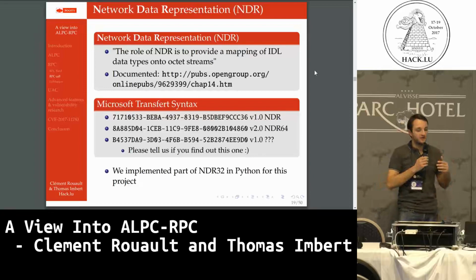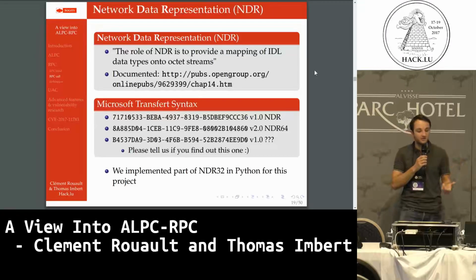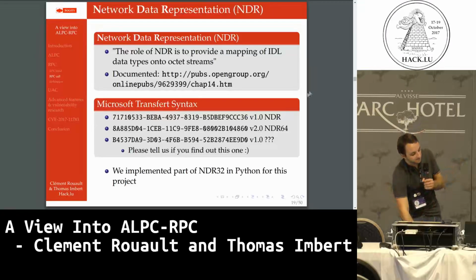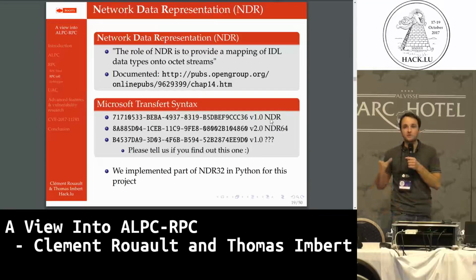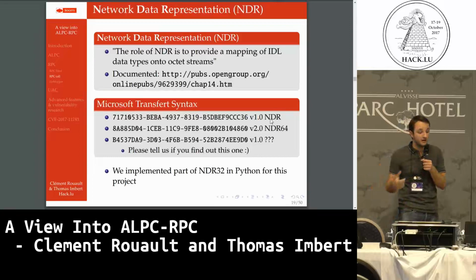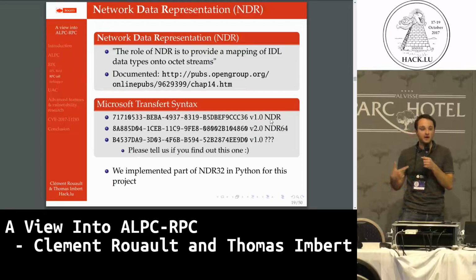And Windows offers a few transfer syntaxes, so a few various types of this NDR serialization method. The first one is called NDR. We call it NDR32 because pointers are encoded on 4 bytes. And there is NDR64, which is the actual name, where pointers are encoded on 8 bytes.